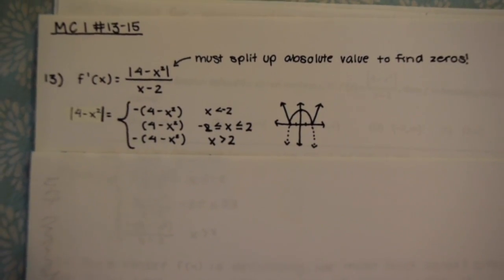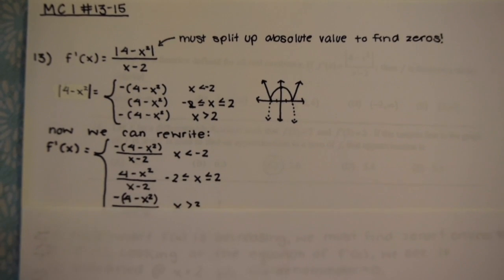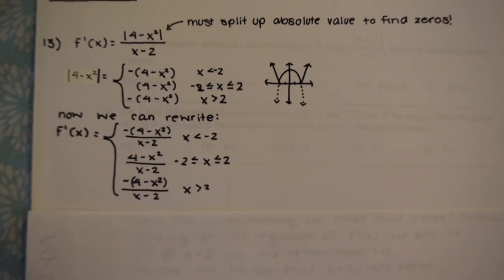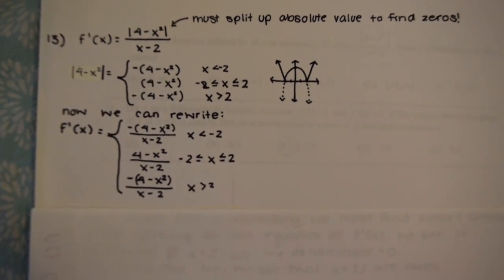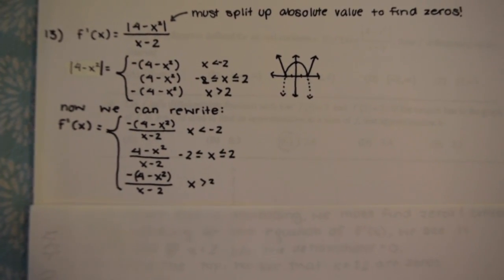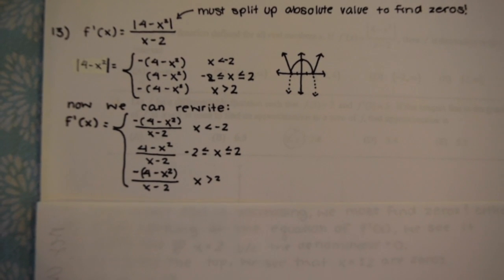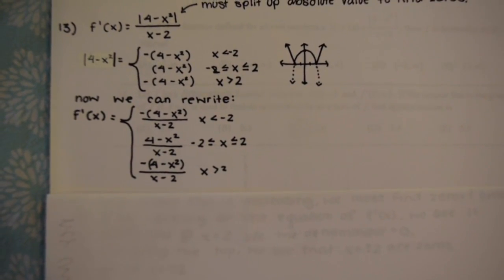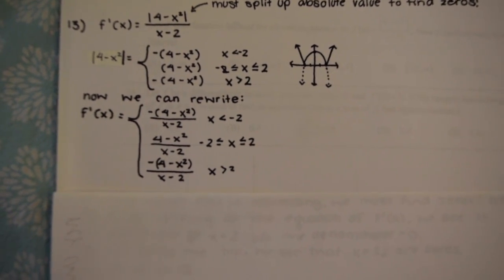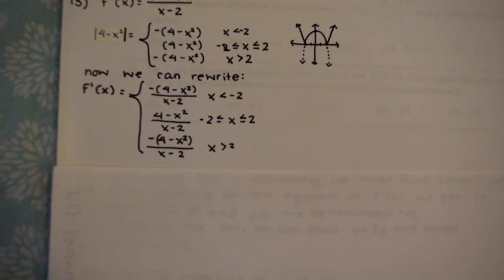Now that we have split up the absolute value, we can rewrite f prime of x as negative 4 minus x squared over x minus 2 for x is less than negative 2, 4 minus x squared over x minus 2 for negative 2 is less than or equal to x less than or equal to 2, and negative 4 minus x squared over x minus 2 for x is greater than 2.